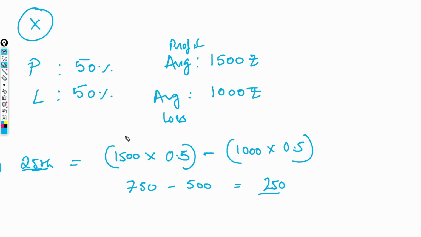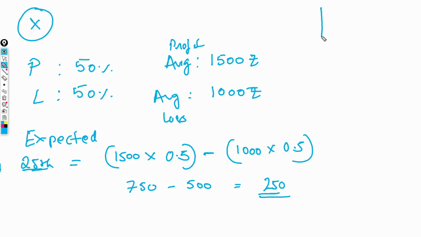I hope this is clear. Let me just quickly brief this once again. I have a strategy X where it has a probability of profit of 50%, probability of loss of 50%. When I make a profit, I make an average of 1500 rupees. And when I lose, I'm going to lose around an average of 1000 rupees. So my expected profit, let me just write this down, is going to be the probability into average profit minus the probability of loss into average loss. This is going to give us 250 rupees.